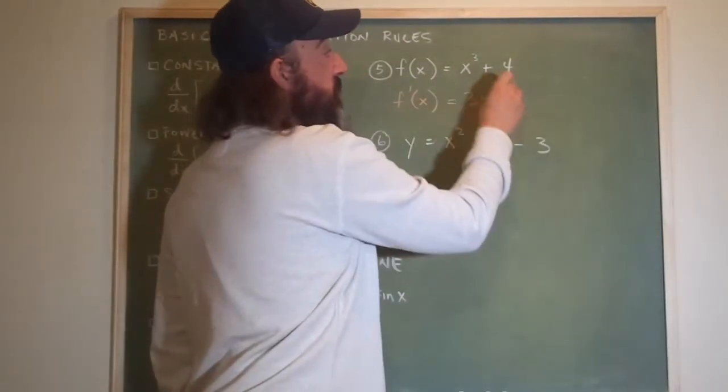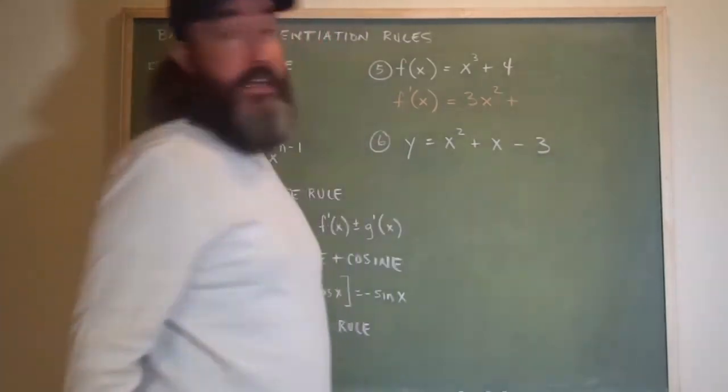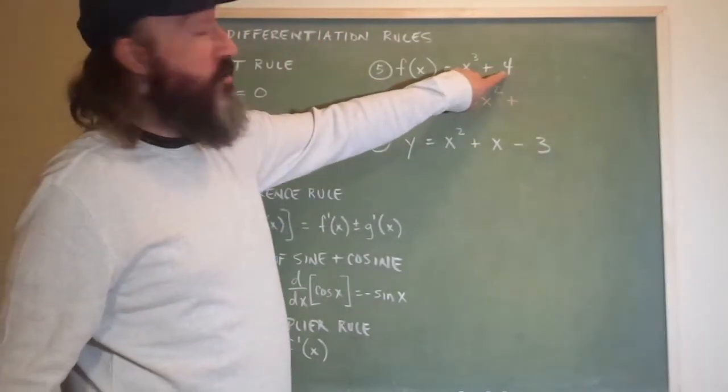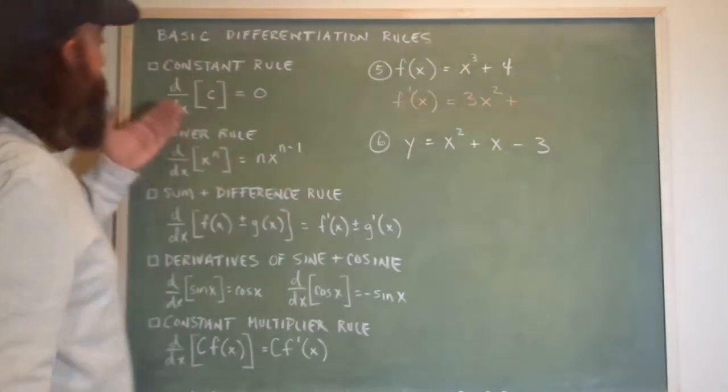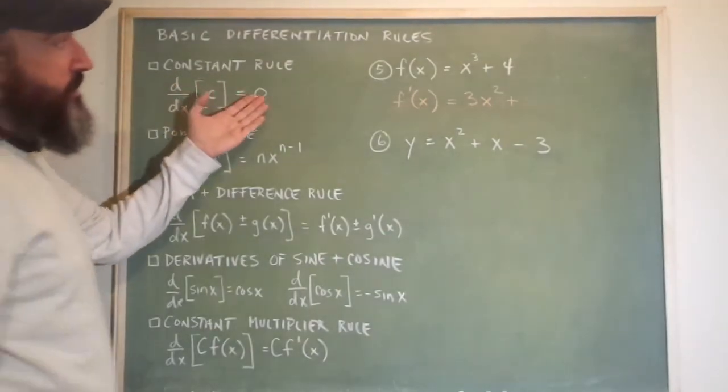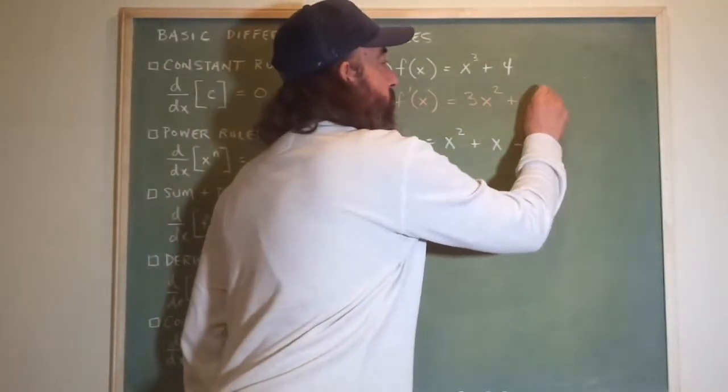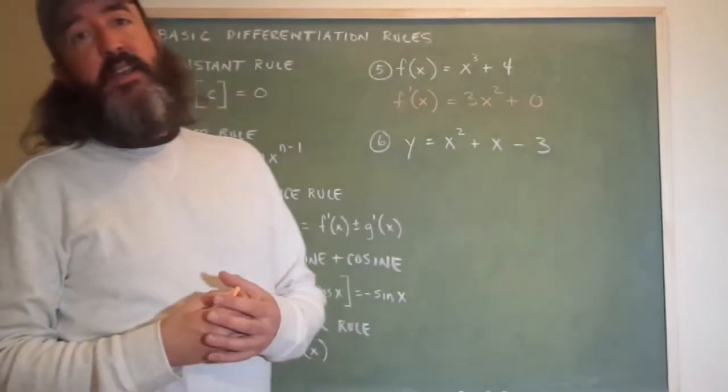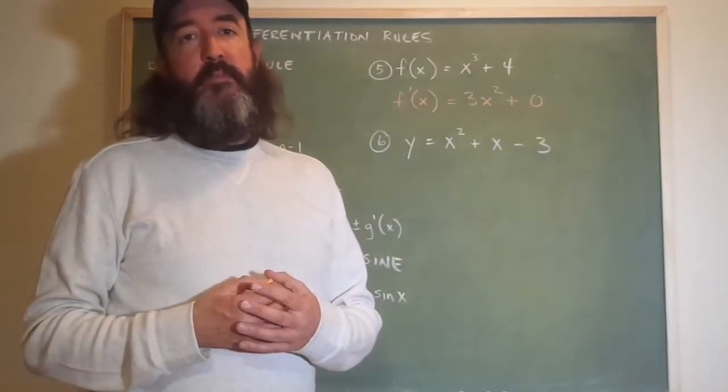And then I'm going to put this addition symbol, and then I'm going to get the derivative of this other term. And the derivative of 4, well, we just saw that the derivative of a constant number is 0. The derivative of 4 is 0. I'm going to say f prime of x equals 3x squared.